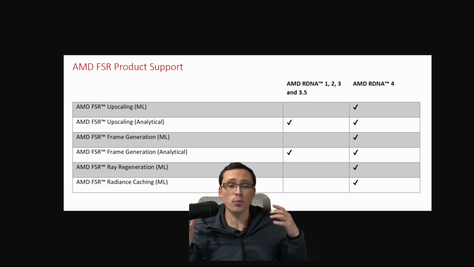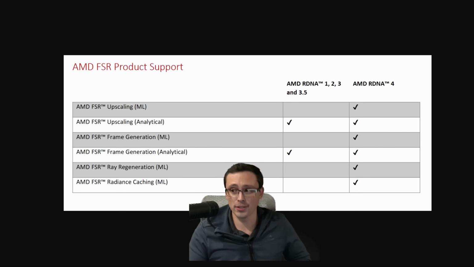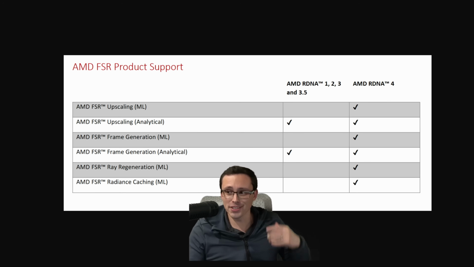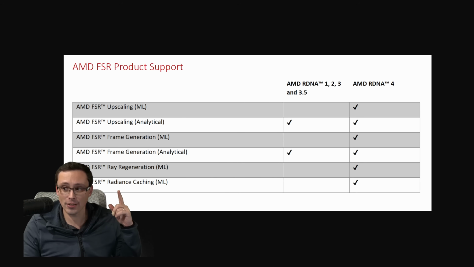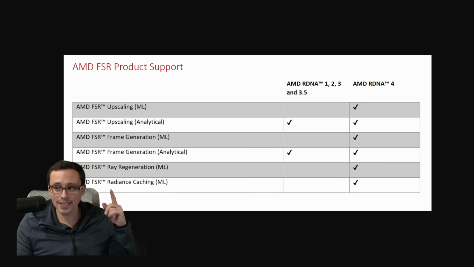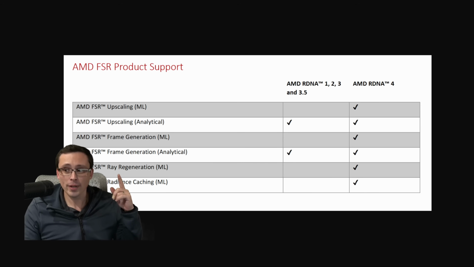So final thoughts, where are we at with FSR Redstone? Again, this is a suite of features, and the biggest thing is that they're not all out yet. We still need to see Radiance Caching in an actual game. Ray Regeneration is only available in Call of Duty Black Ops 7, and that only features ray-traced reflections.